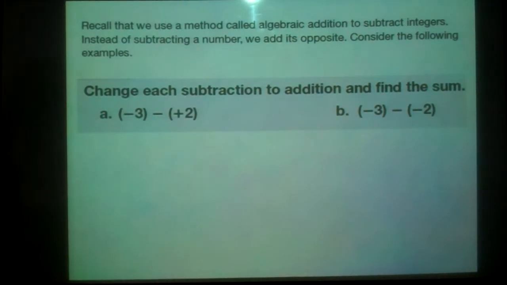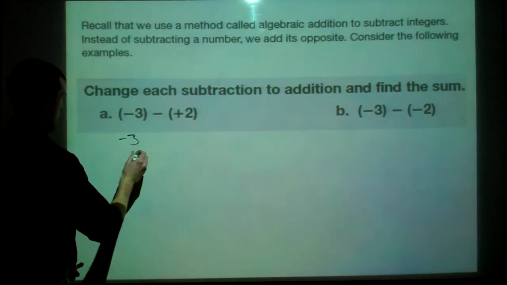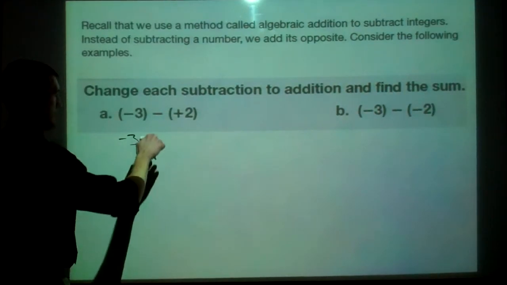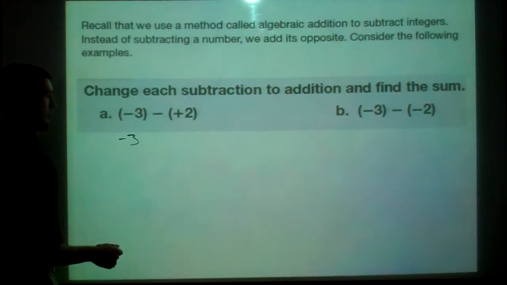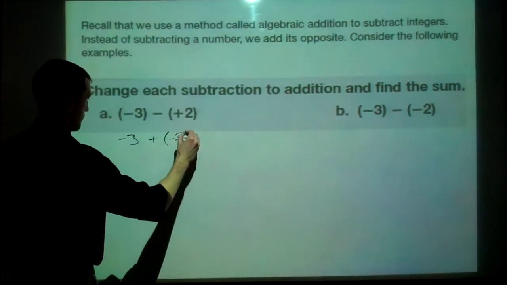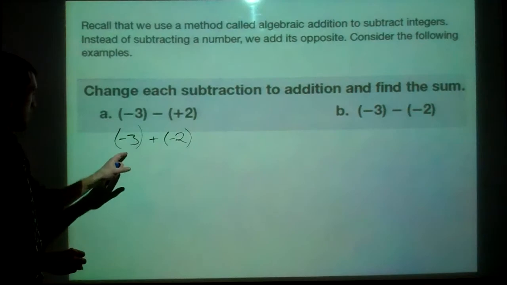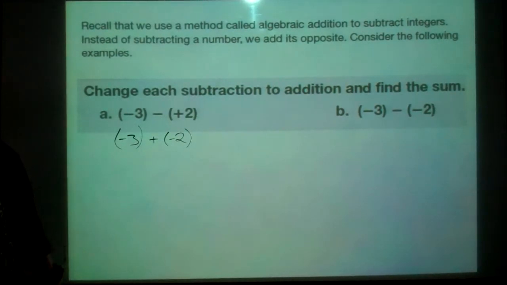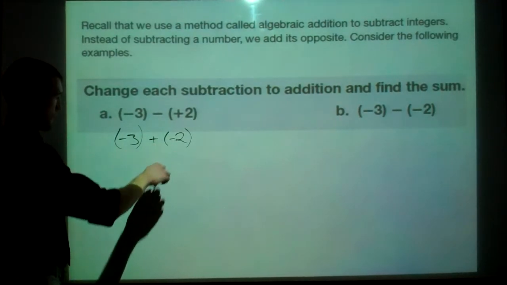So now we want to change each subtraction to addition and find the sum. So instead of subtracting, we're going to add its opposite. So for A here, we have -3 minus +2. Instead, we're going to add the opposite. So we're going to add, and what's the opposite of 2? Well, it's a -2. So now, instead of this, which probably looks a little funny to us, we have -3 plus -2. And we've done that before. This says, okay, we're at -3 degrees, and then we're going to get even more negative. We're going to be at -5.